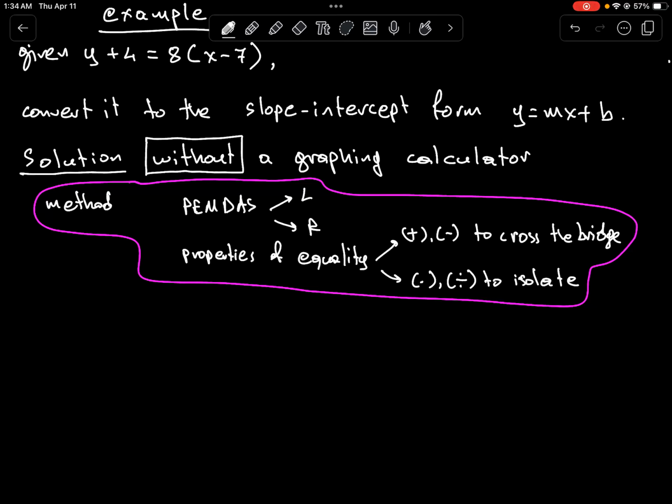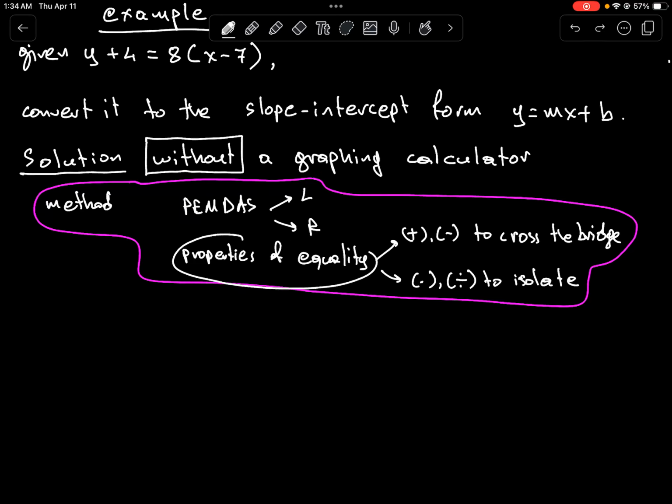Okay, how do we solve this one? There is a method that we've been using in this course. This method starts with doing PEMDAS to the left, then PEMDAS to the right. It's the order of operations, okay? Then we're going to use properties of equality, the addition and subtraction property to cross the bridge, meaning to move terms from left to right or right to left, and the multiplication and division property of equality to isolate, just leave the y by itself.